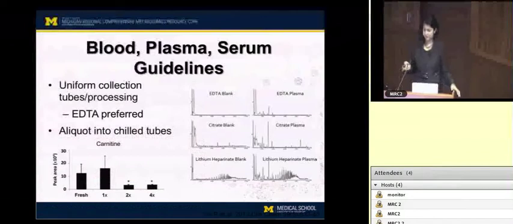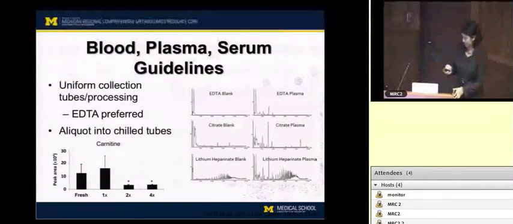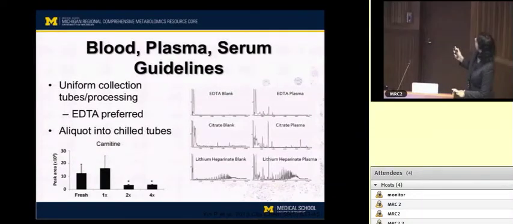For blood, plasma, and serum, as I said, there are big differences, not only between plasma and serum. Here I'm showing you the difference between EDTA, citrate, and lithium separated plasma. You can see that EDTA plasma is our preferred choice, but the lithium has a lot more other peaks that come from the collection tube itself. It doesn't matter if you've already collected samples in the other tubes, as long as your entire cohort is in the same tube. I think that's something we can work around.